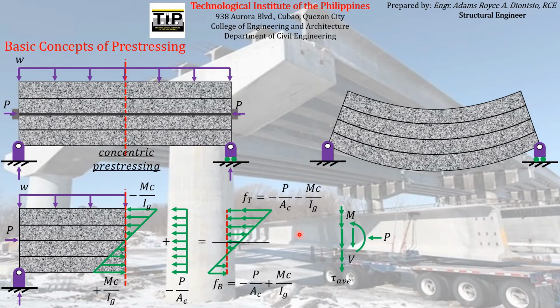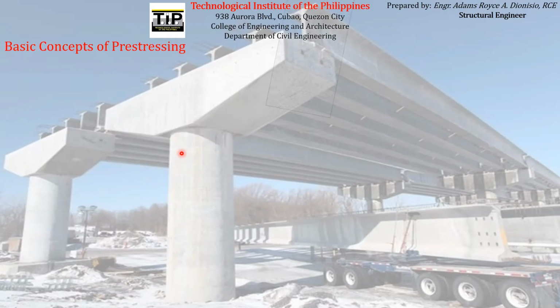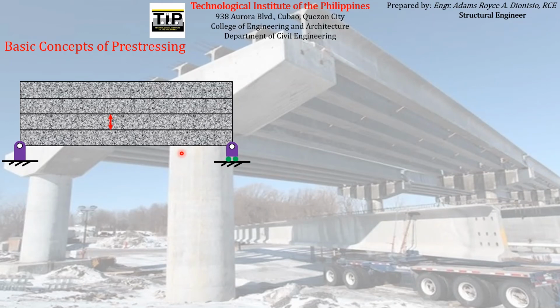So actually, the solution to that scenario is, instead of applying concentric pre-stressing wherein the pre-stressing reinforcement is located along the centroid of the cross-sectional area of the beam, we usually locate the pre-stressing reinforcement at a distance E from the centroid of the concrete beam, from the centroid of the cross-sectional area of the beam. So, instead of locating the pre-stressing reinforcement along the centroid, we usually locate it at a certain distance from that centroid. Say, for example, distance E. Actually, E is called eccentricity.